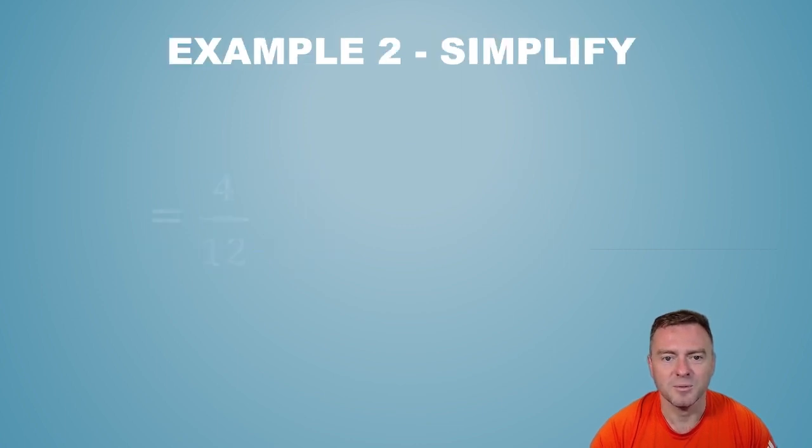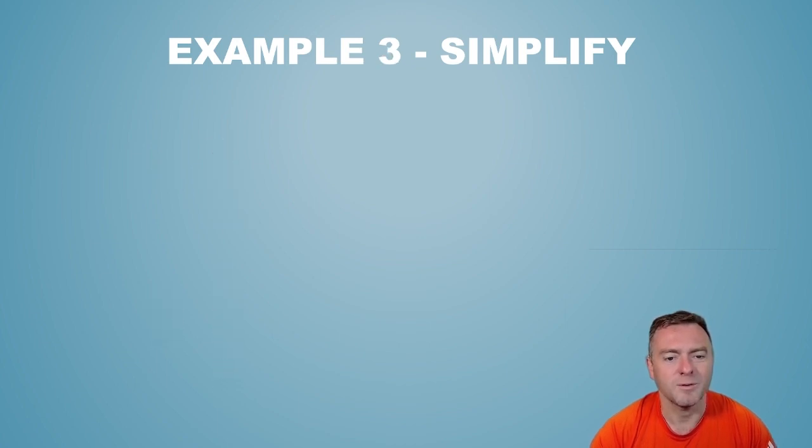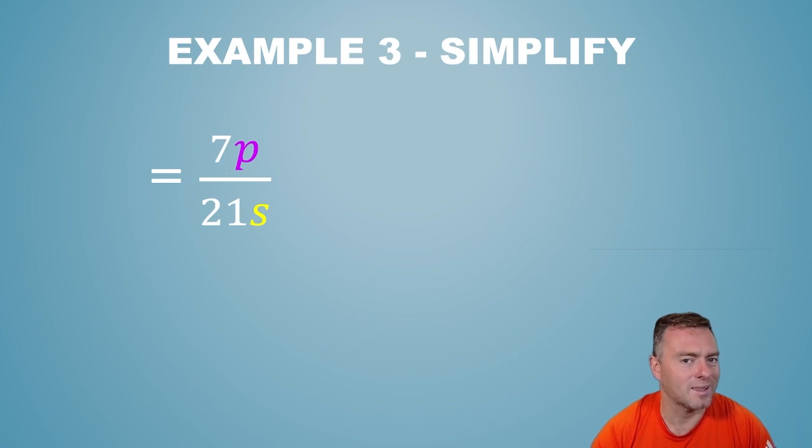So in the next example, we want to try and simplify something like this. So we're going to have fractions and division involved as we go through this. So 4 divided by 12. We can divide the 4 and the 12 both by 4, and we can be left with just a third. Now if we throw algebra into the mix and we put a p and an s in there, you need to be able to cancel out the tops and the bottoms. So in this case here, you can divide the top and the bottom by 7, and then you just live with a p in the top and 3s on the bottom.